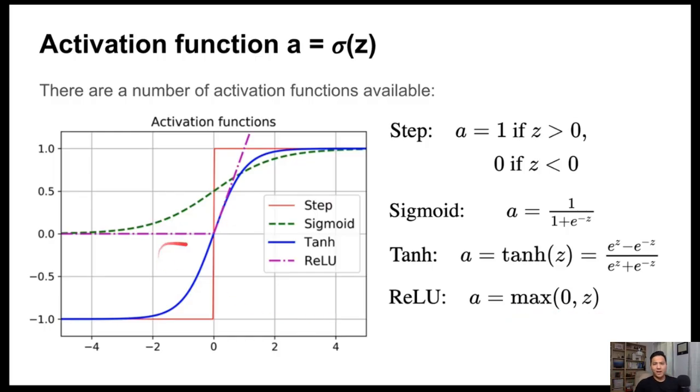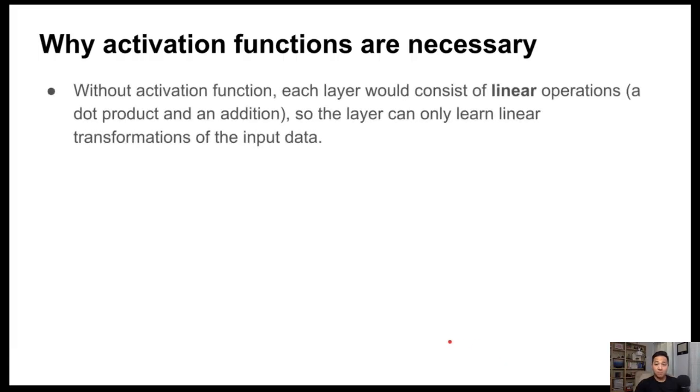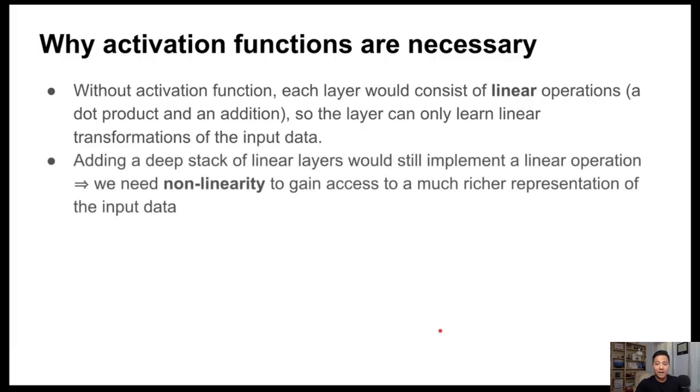Okay, so the question is, why is activation necessary? I'm doing fine without it. No, you won't. Without an activation function, each layer will consist of just linear operations, dot product and addition of the bias term. So the layer can only learn a linear transformation of the input data. Adding a deep stack of linear layers, you still implement a linear function. So if you want to incorporate nonlinearity to gain a richer representation of the input data, you have to employ activation functions, because these are nonlinear transformations.